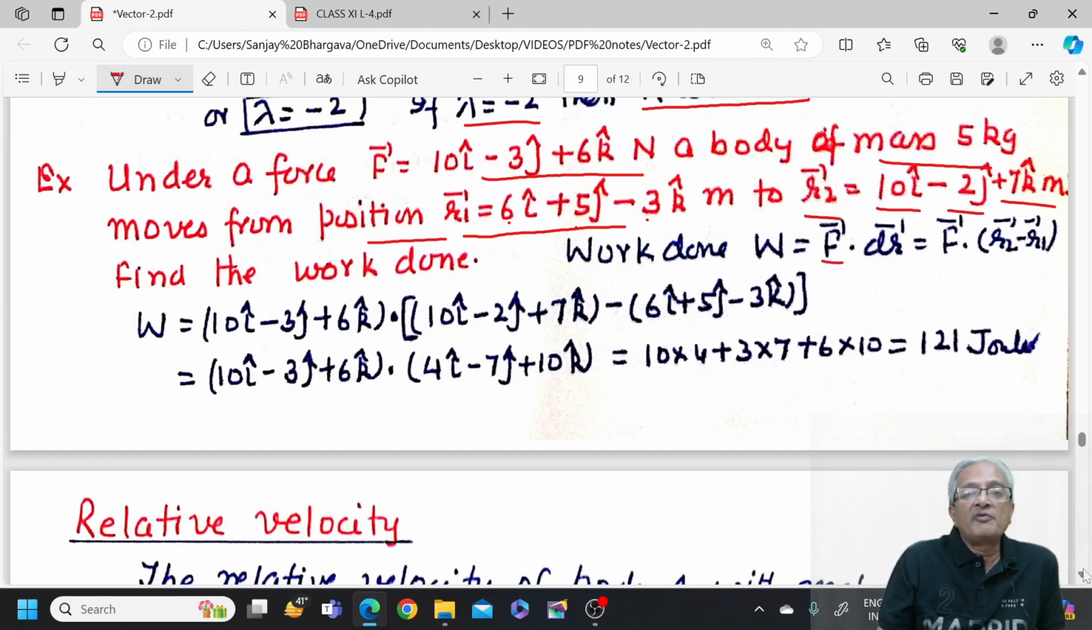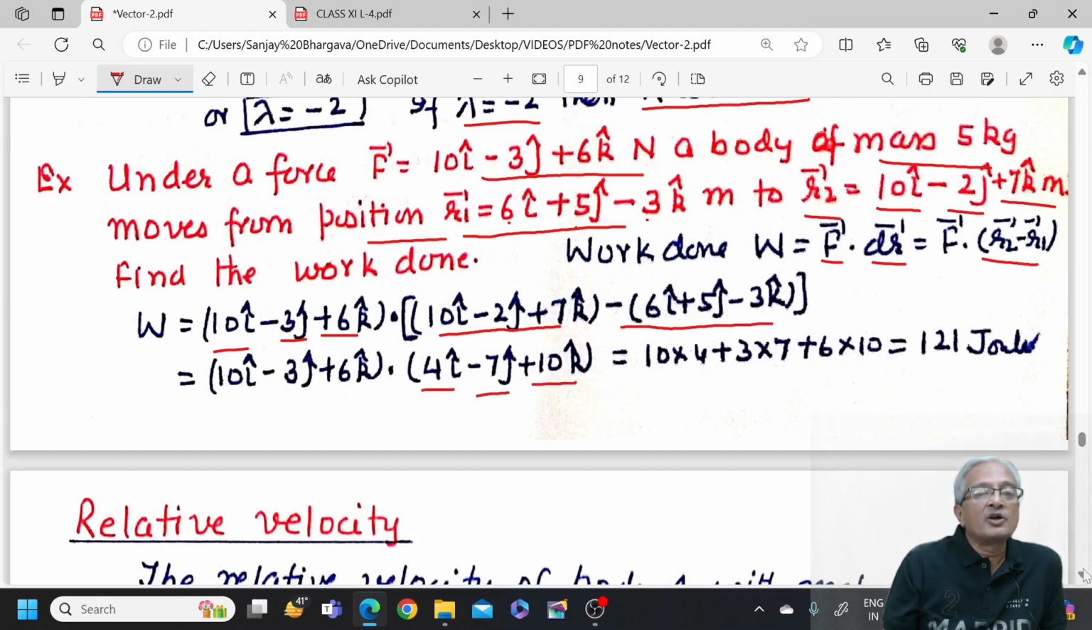Work done is given by F dot dr, and dr means change in the position, that is R2 minus R1. So force is 10 i cap minus 3 j cap plus 6 k cap. R2 is 10 i cap minus 2 j cap plus 7 k cap, out of which you have to subtract 6 i cap plus 5 j cap minus 3 k cap, which gives me the resultant 4 i cap minus 7 j cap plus 10 k cap.